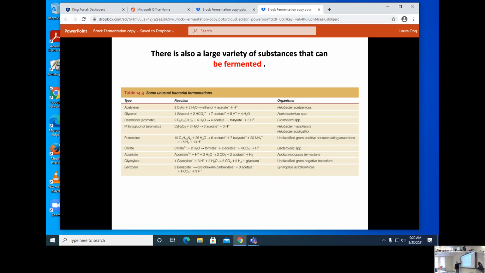As a group, microbes can break down acetylene gas, that's pretty cool. Citrate, like the citric acid cycle, sometimes that can be the starting material. Benzoate, and so on. Make a note here or on the previous one, just about this. Specific microbes do specific types of fermentation.